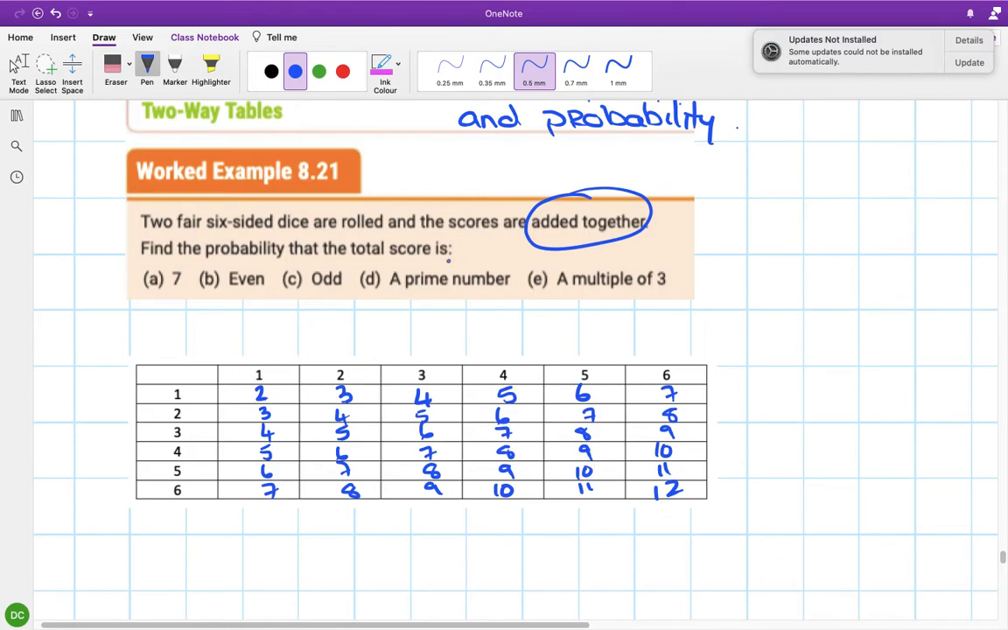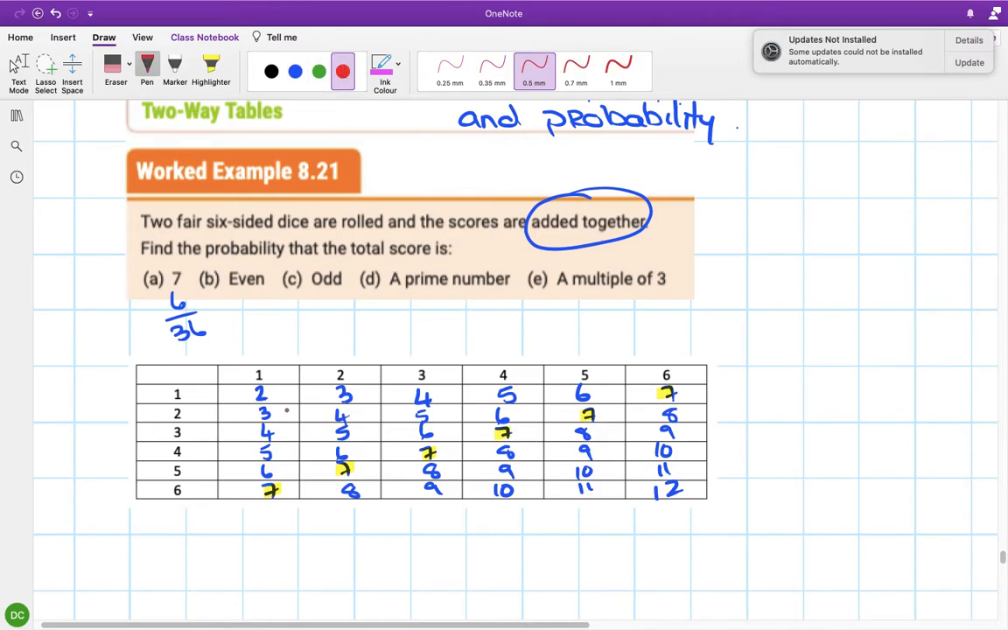Right, what's the probability of getting a 7? So there are 1, 2, 3, 4, 5, 6 of them out of a total of 36. Okay, you can leave it like that, or if you want, you can write it as 1/6.